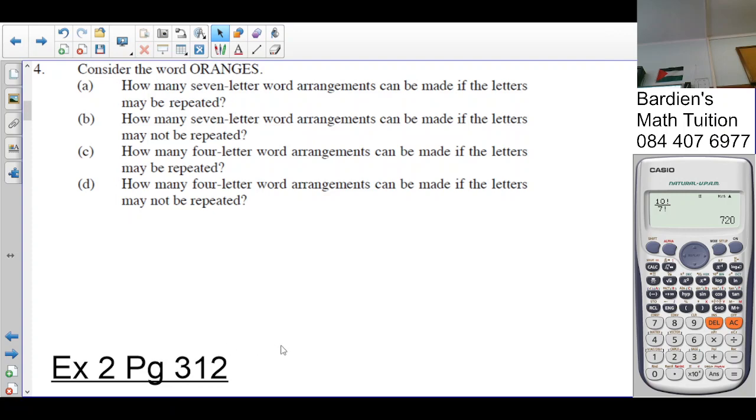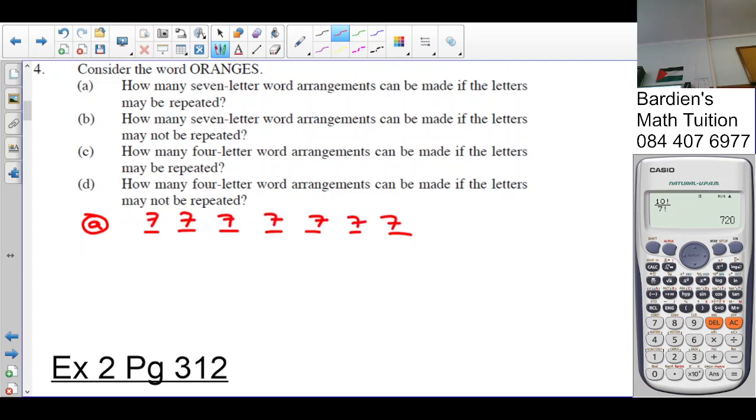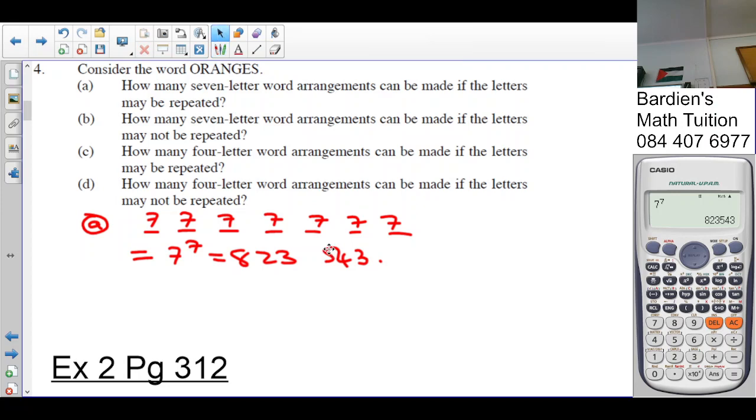Considering the word oranges, how many 7-letter word arrangements can be made if the letters may be repeated? So the letters may be repeated. So 1, 2, 3, 4, 5, 6, 7. How many options do I have for the first bid? 7. And the next one? 7. So since the letters may be repeated, it's going to be 7 to the exponent 7. Gives you 823,500. Okay. Let's look at B.